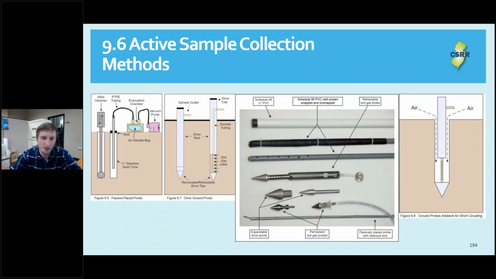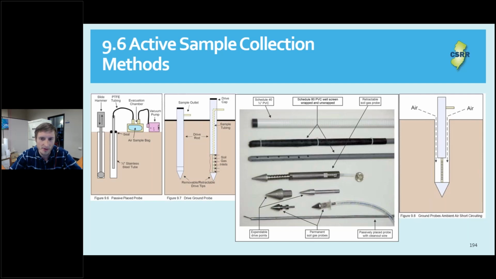This is an example of some of the probes that can be used in sample collection. The first image on the left shows a slide hammer being used to drive a hole in the ground. The slide hammer is taken out. 1/4 inch stainless steel tube is placed in the hole, sealed with clay. That connects to PTFE tubing that can connect to either an airbag and an evacuation chamber and vacuum pump, or to a stainless steel canister, or to a direct reading instrument. The second image is a drive ground probe, which is driven into the ground with a slam bar. The drive cap is lifted up slightly to expose the gas inlets to the soil pore space, allowing you to draw in a sample.